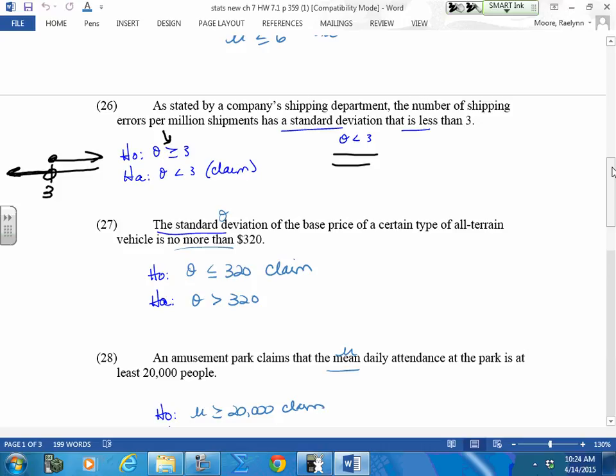Okay, number 27, again, use the standard deviation, is no more than. I don't really like using no more than, but you're going to see it. No more than is less than or equal to. So again, you're here. That's the claim. I got the claim HO because it's less than. It is less than, you're right, but the less than with no equal sign is always an HA. Oh, okay. And the only difference between HO and HA is the equal sign.